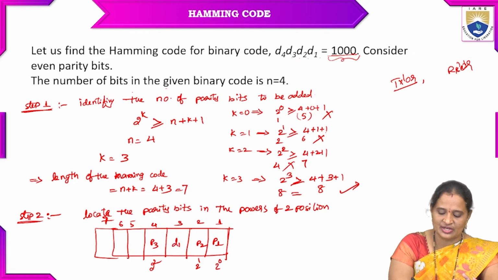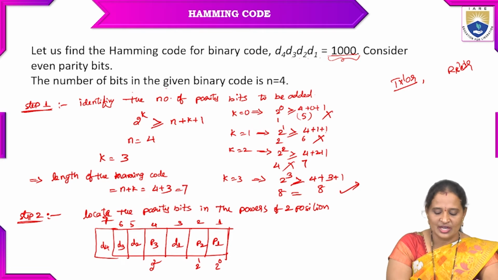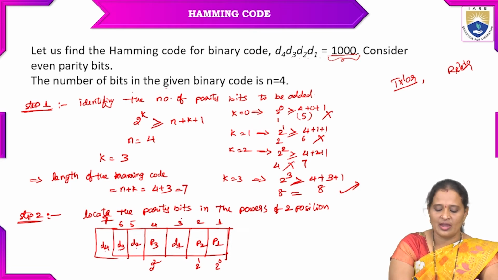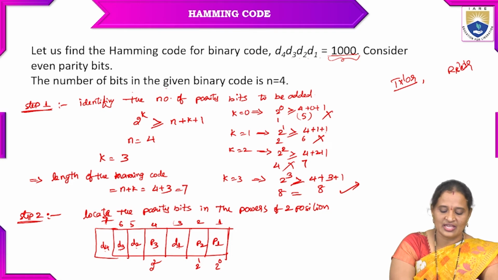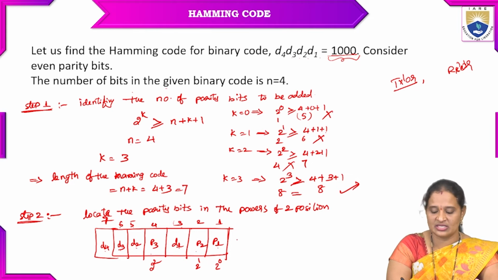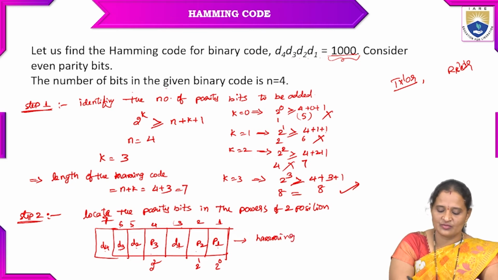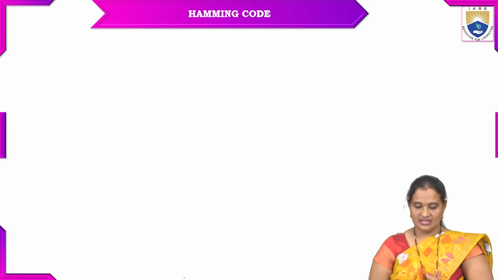What is a data bit? D1, D2, D3, D4. That means D4, D3, D2, D1 are occupying the positions 7, 6, 5, 3 respectively. Whereas in the positions 1, 2, 4, we are keeping the parity bits. So this is our resulting Hamming code. Now, as we all know these values, what is the code given? 0, 0, 0, 1. We have to find out the values of these parity bits.